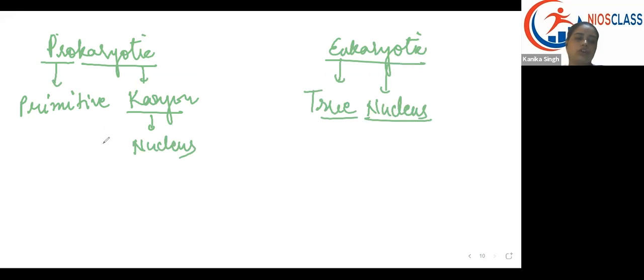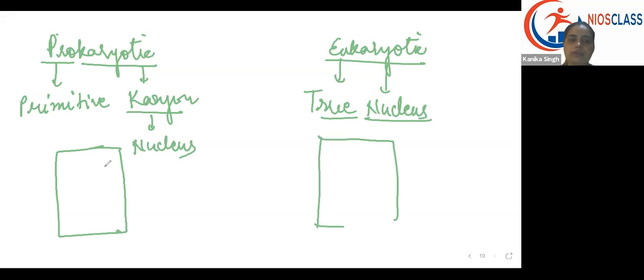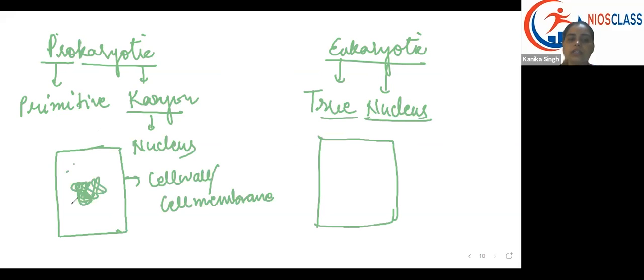Okay, so I think you know all these things. So we'll move further. In case of a prokaryotic cell, there will be a cell wall or cell membrane present. The important thing here is that the genetic material is directly present in the cytoplasm, so it won't have a well-defined nucleus. This type of genetic material present in the cytoplasm is known as nucleoid.